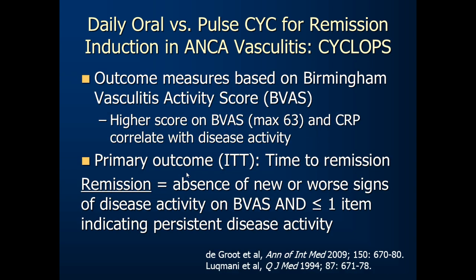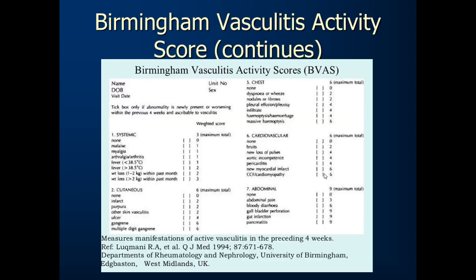So the outcome measure for time to remission was based on the Birmingham Vasculitis Activity Score. You may ask what that is, and I will show you on the next slide. Remission was the absence of new or worse signs of disease activity on the BVAS scoring system, and then one item or less that has some persistent disease activity, but non-life-threatening.